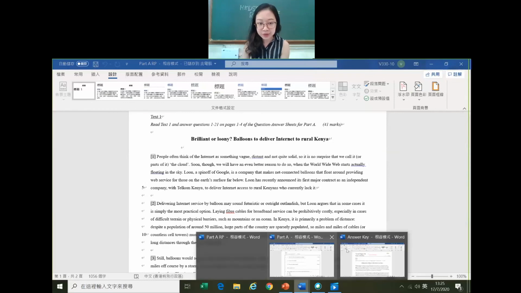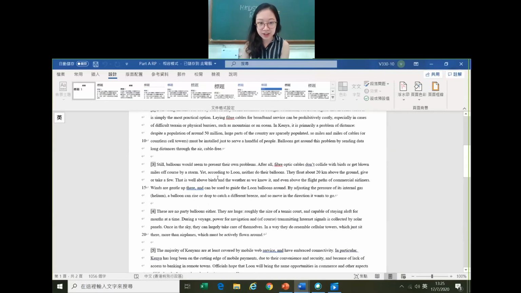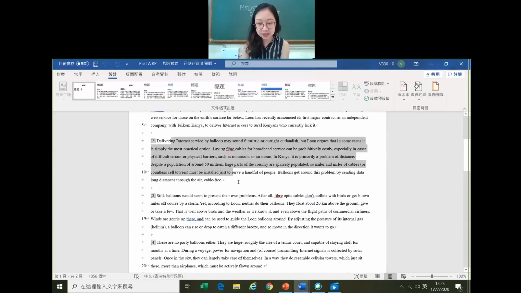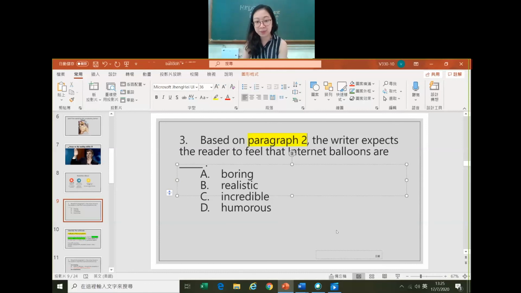So moving on to paragraph 2 that we need to focus on. For question 3, the demonstration that I'm going to talk about, based on paragraph 2, if I were you, I will also highlight some important words during the exam because I'm so nervous. I don't want to overlook any details, so I will highlight that.